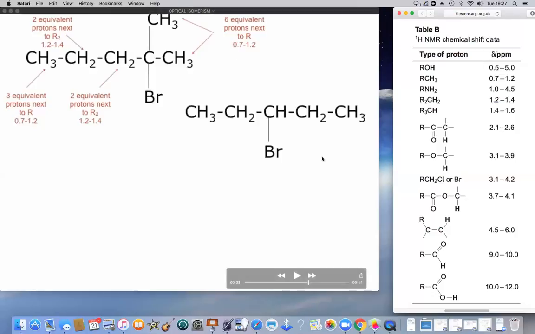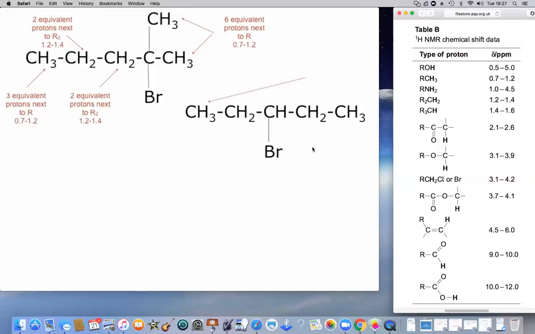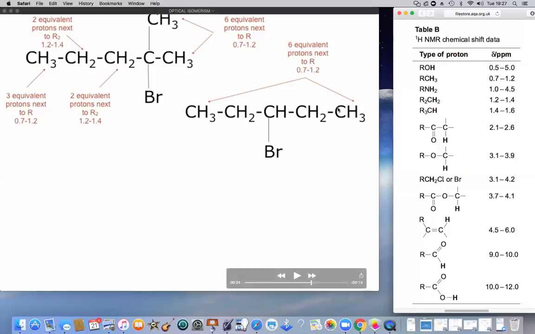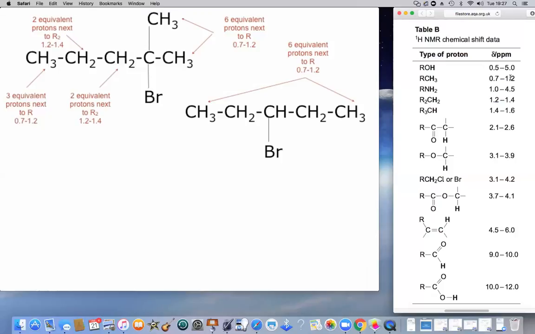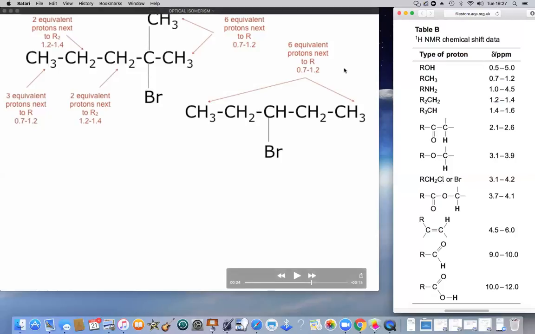Okay, so what if we look at a different molecule? This time we have 3-bromopentane. Our hydrogen atoms, part of our methyl groups at the end, they are equivalent. They are on a carbon atom which is next to an R group. So it's this 0.7 to 1.2 again. So yeah, 0.7 to 1.2.